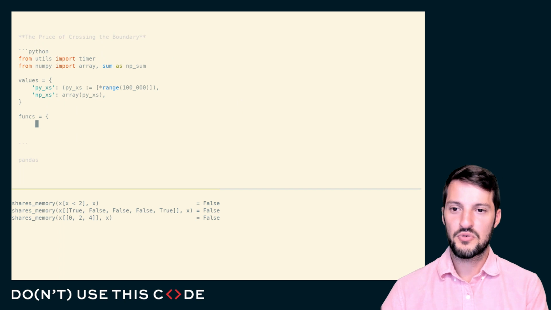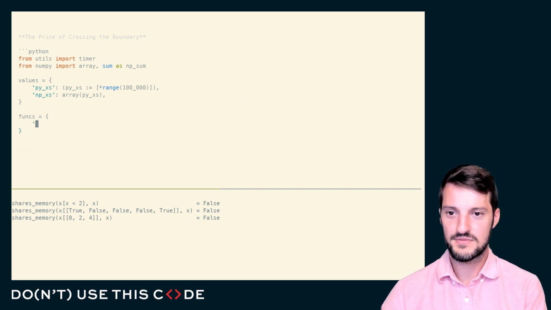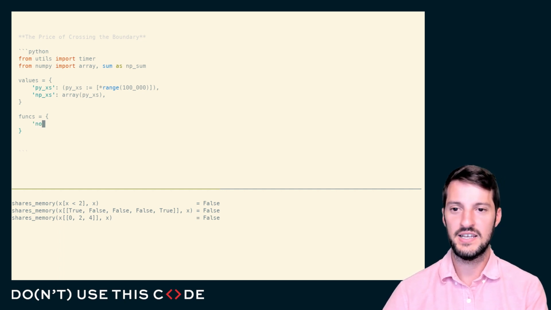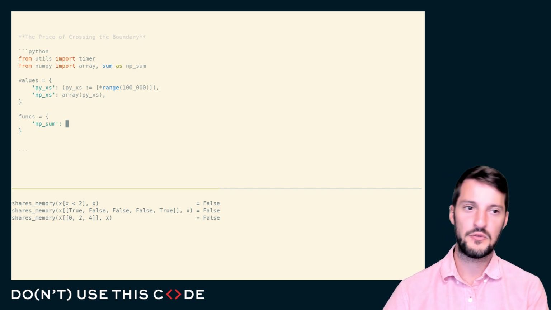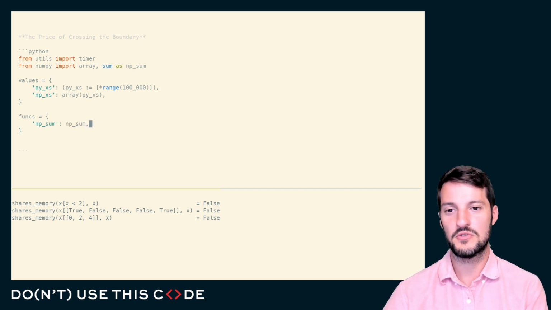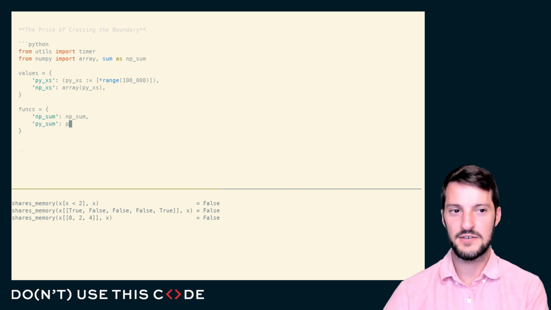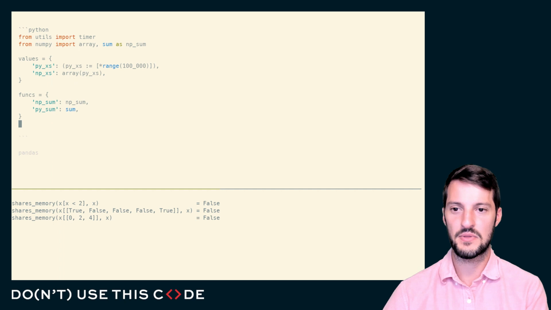Now, the price of crossing the boundary. This is the most interesting part here, because we know that if I perform computations in NumPy, well, they'll work fairly quickly and they'll work fairly efficiently. If I perform computations in Python, well, we'll just assume that it's slow. But what happens if I start to intermix these two things?